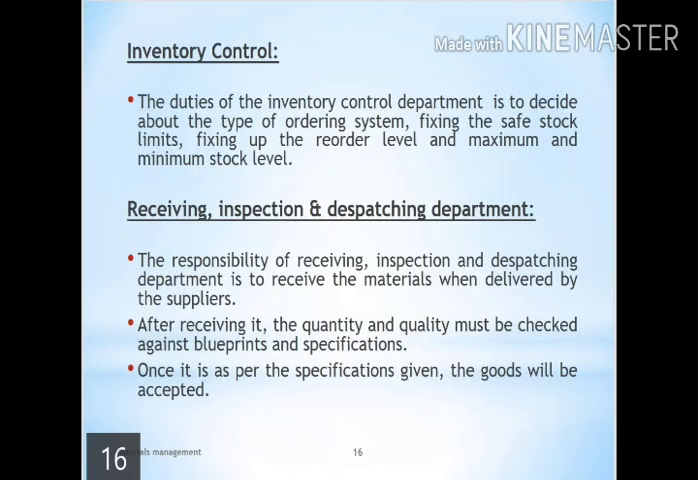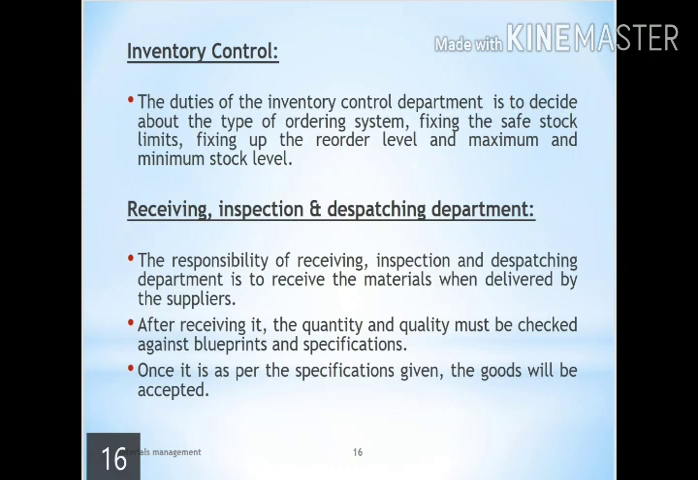Next function is inventory control. The duties of the inventory control department are to decide about the type of ordering system, fixing the safe stock limits, fixing up the reorder level and maximum and minimum stock level.